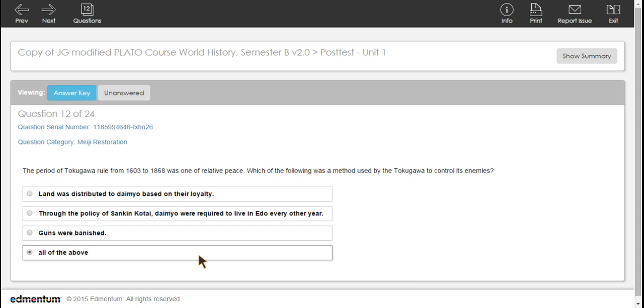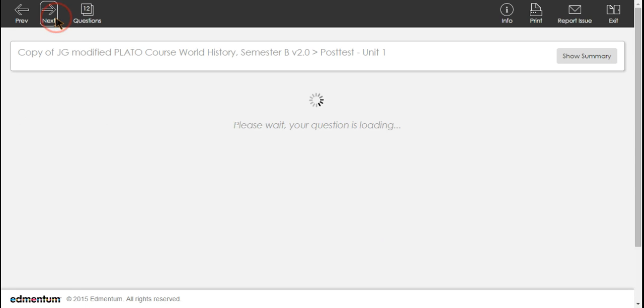The period of Tokugawa rule from 1603 to 1868 was one of relative peace. Which of the following was a method used by the Tokugawa to control its enemies? Land was distributed to daimyo based on their loyalty. Through the policy of Sankin Kotai, daimyo were required to live in Edo every other year. Guns were banished, or all of the above. Our correct answer is all of the above.